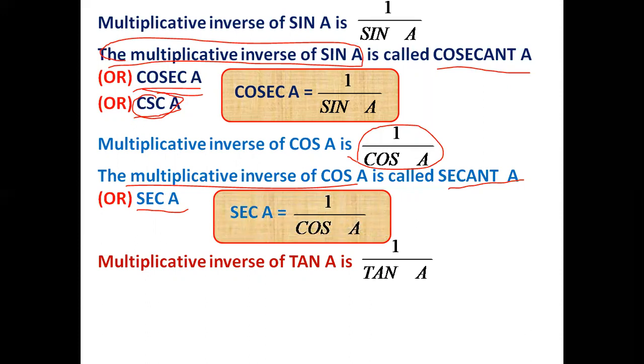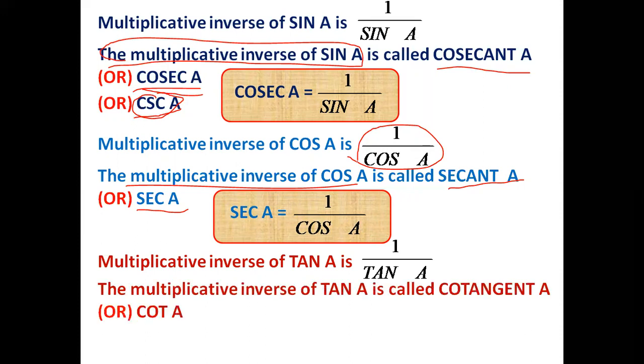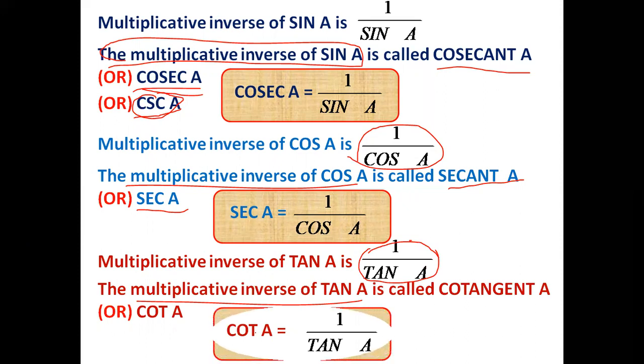The next, the multiplicative inverse of tan A is called cotangent of angle A, or simply write cot A. So what is cot A? That is the multiplicative inverse of tan A. What is the multiplicative inverse of tan A? That is 1 by tan A. So cot A can be equated to 1 by tan A. This also you have to remember as a formula, cot A is equal to 1 by tan A. Right.